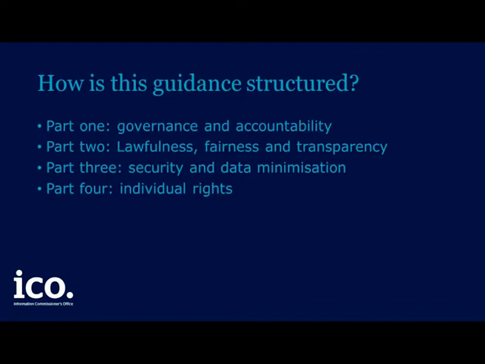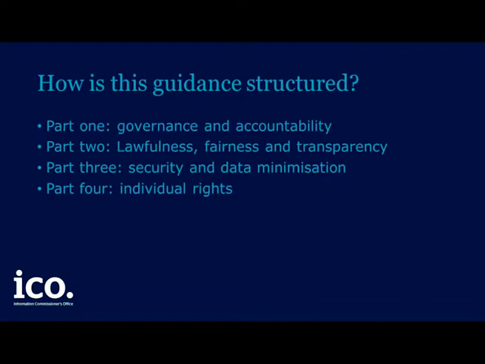Part 1 addresses issues that primarily relate to the accountability principle. Sections in this part include data protection impact assessments, controller-processor relationships, and assessing and justifying trade-offs. Part 2 covers lawfulness, fairness, and transparency, covering lawful bases, statistical accuracy, and bias and discrimination. Part 3 covers the principles of security and data minimization in AI systems.